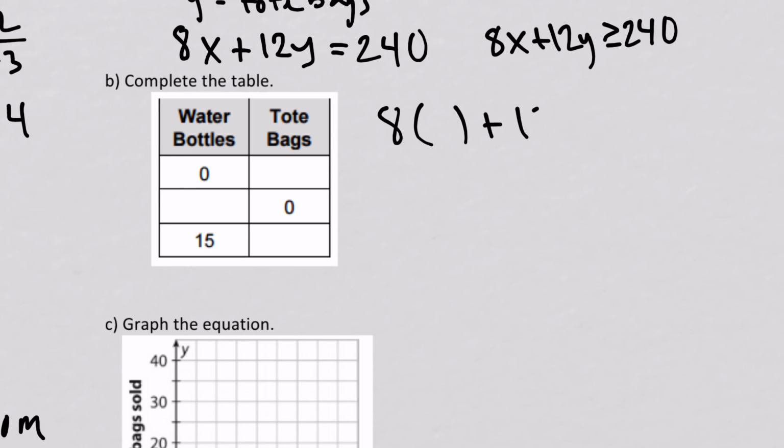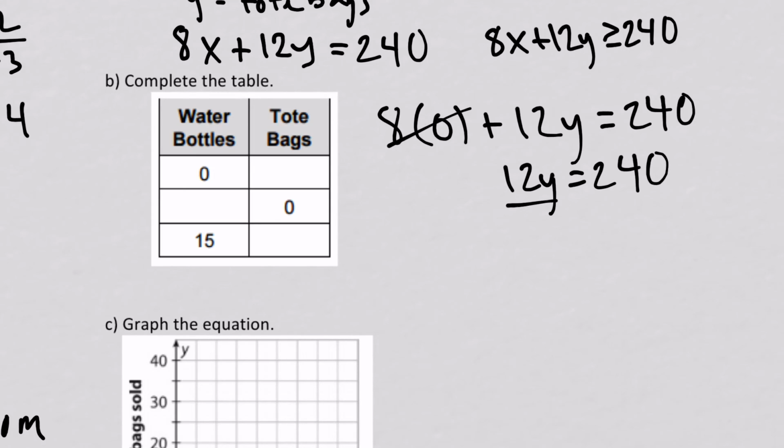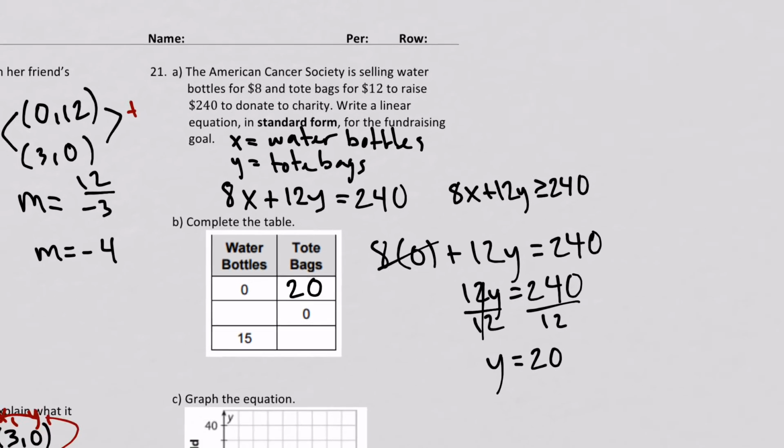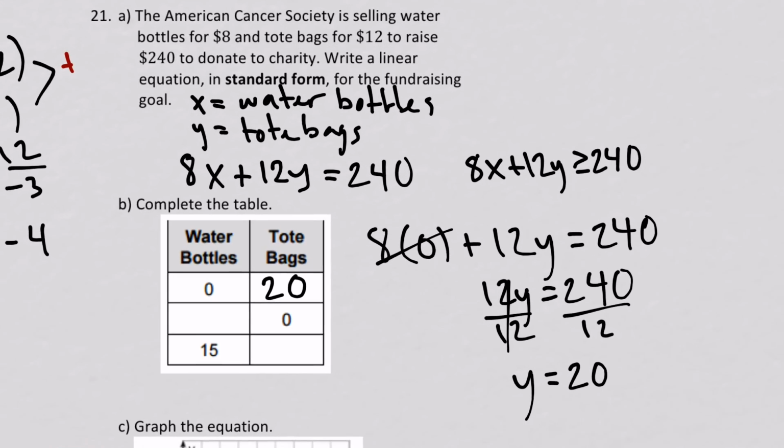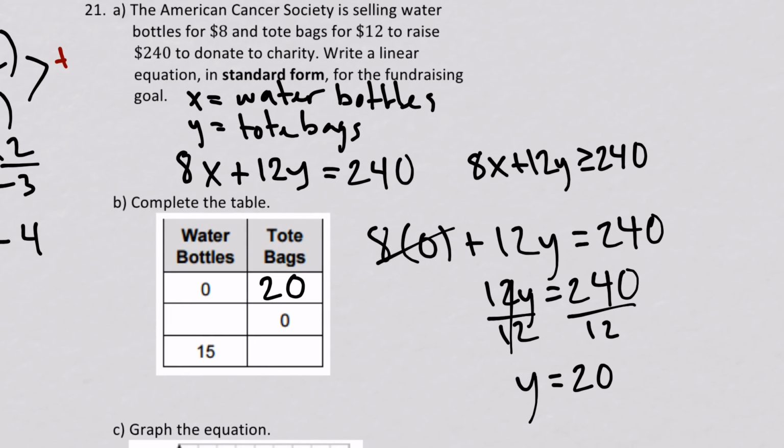8x plus 12y equals 240. But I'm plugging in, substituting in 0. So 8 times 0 plus 12y cancels out. So 12y equals 240. Solve for y, divide by 12. And so y is equal to, use your calculator if you get confused here, 20. What does that mean? It means that if they sell 0 water bottles, they still want to raise 240, they have to sell 20 tote bags.